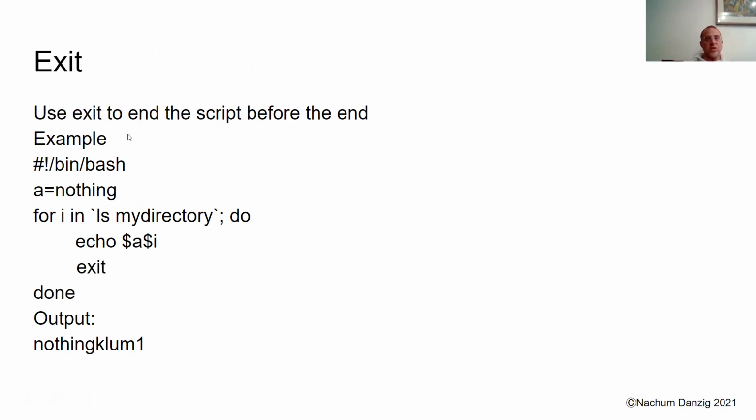Exit. Use exit to end the script before the end. In other words, what do I do here? The same program, my directory, but now I just exit. So it's only going to print clum1, not the other two, because the exit ends the program in the middle of the loop. This is not a break. This is an exit. It ends the whole program.